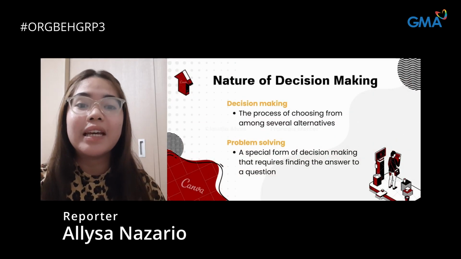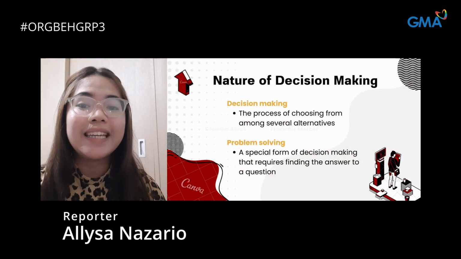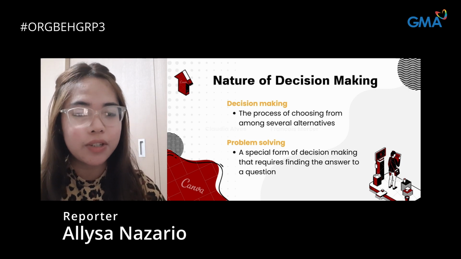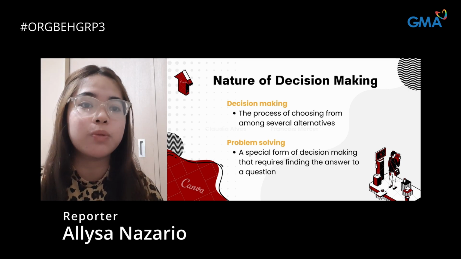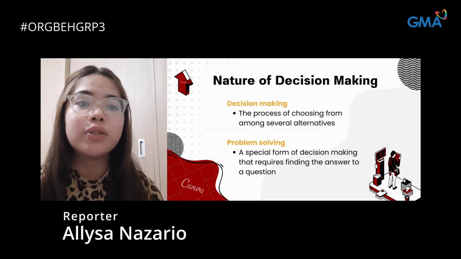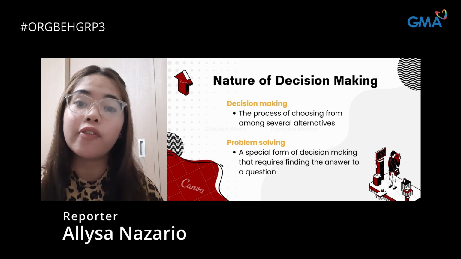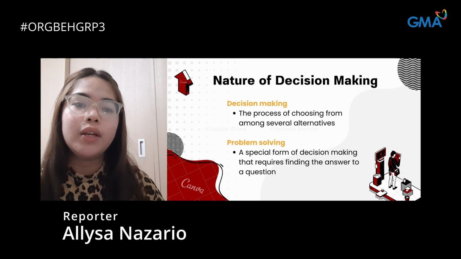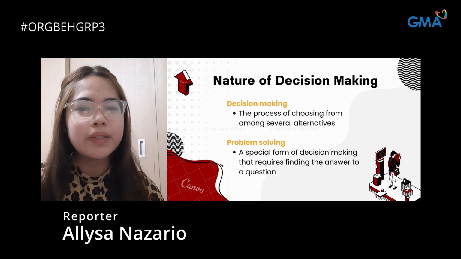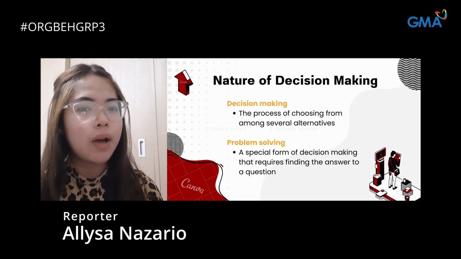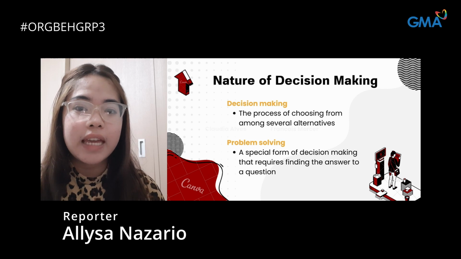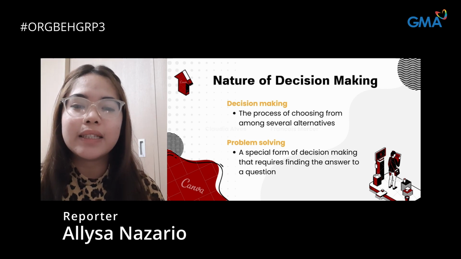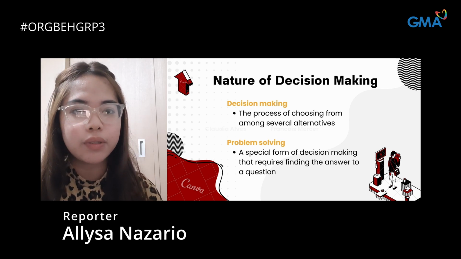So to better understand the beginning of this chapter, it is important that we know the distinction between decision-making and problem-solving before delving into the deeper parts of the nature of decision-making. So decision-making is simply the process of choosing from among several alternatives. And again, what's present in decision making is the act of choosing within the scope of its alternatives.